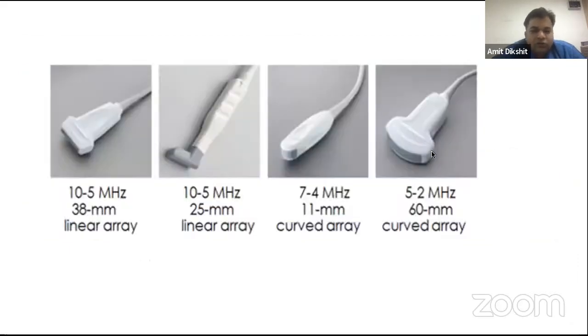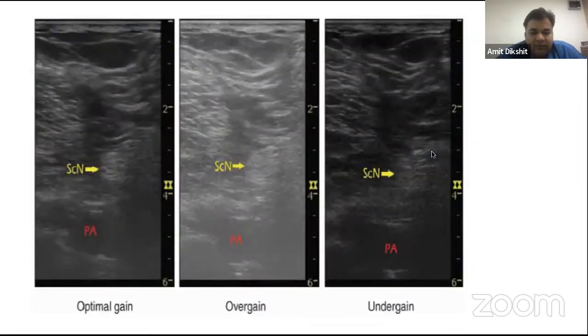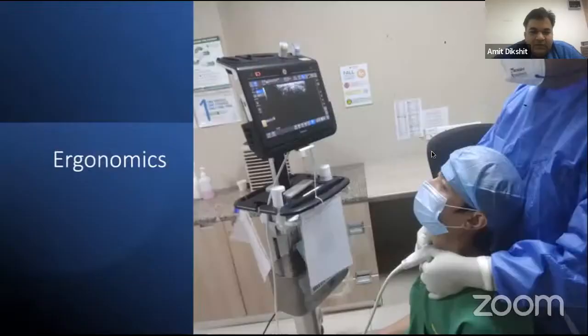Different probes. It depends on which airway you are assessing. By and large, we require a smaller footprint because of the airway, and we use a linear probe as well as a curvilinear probe. The curvilinear probe we use for tongue thickness and hyomental distance ratio for assessing neck mobility. Otherwise, most of the time, the work is done with a linear probe. We need to know where the orientation marker, the gain, and the depth are. I'm not going into those details.